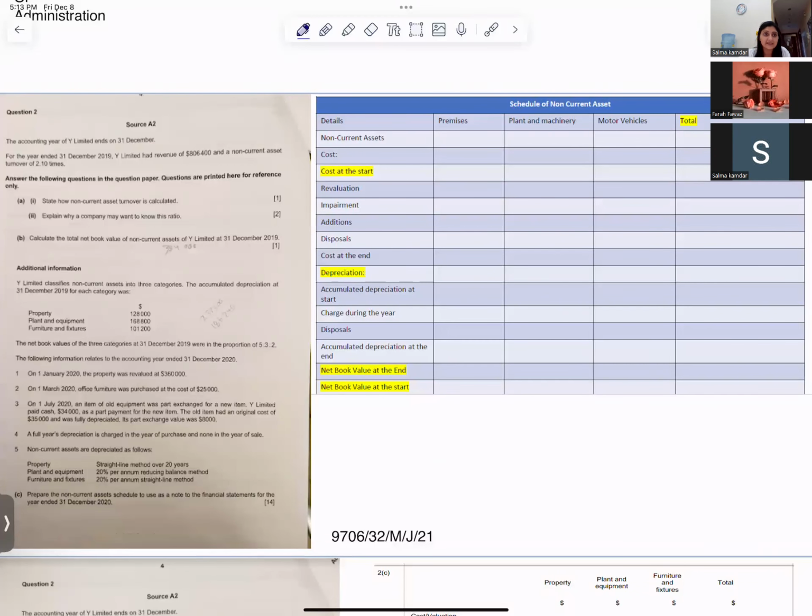So basically, this is a sum of May-June 2021, paper 32, and we are referring to the property, plant and equipment schedule. Are you with me? Yes. Okay. So your B part is telling you that what do you have to calculate? The net book value of your non-current assets on 31st December 2019. Okay. Can you read this additional information for me, please?